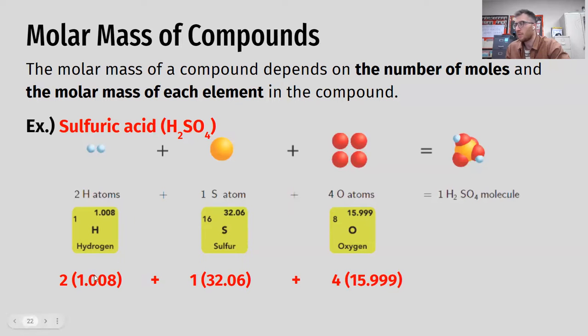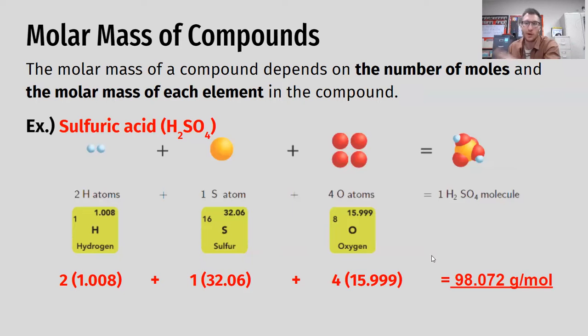15.999. Now the sum of each of these elements that are in the compound is going to give us our overall molar mass, and that is what is listed right here. 2 times 1.008 plus 1 times 32.06 plus 4 times 15.999 gives us an overall mass of 98.072 grams per mole. This is the unit for molar mass, grams for every mole, which is now telling us that if we have 1 mole of H2SO4, it is going to have a mass of 98.072 grams.